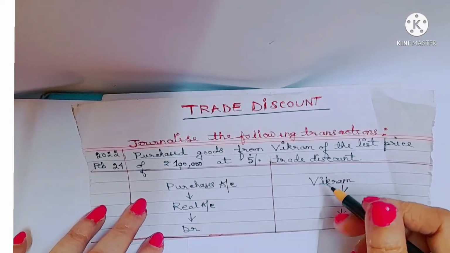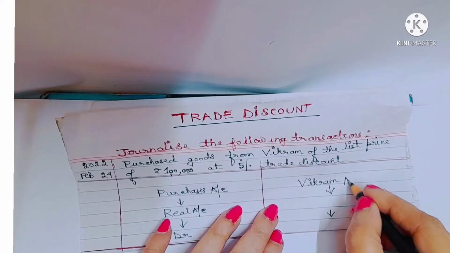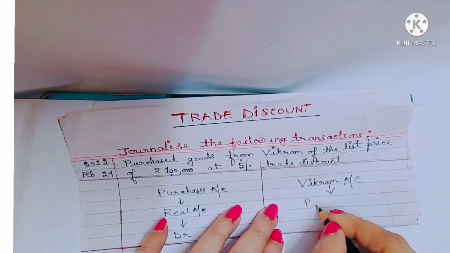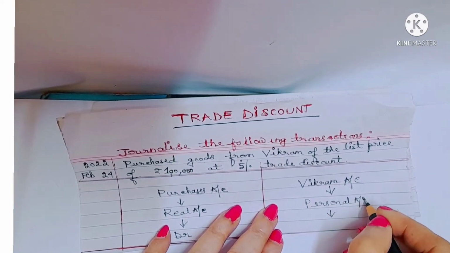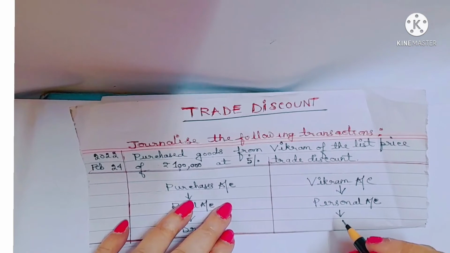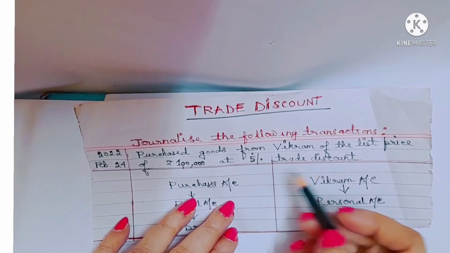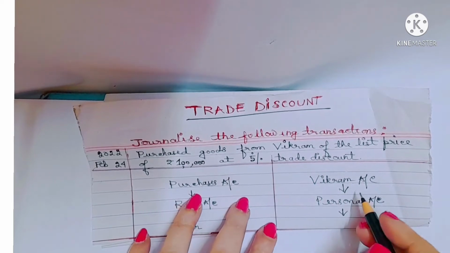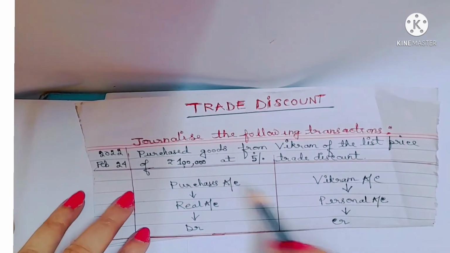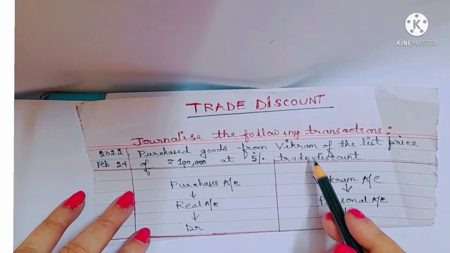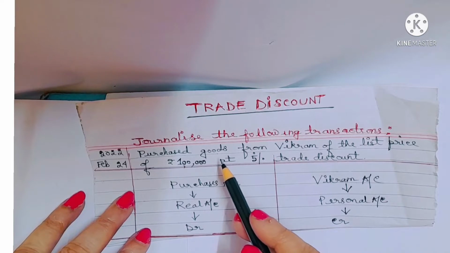Vikram is the seller. We are purchasing goods from Vikram. Vikram falls under personal account. According to personal account, the giver of the benefit is always credit. He is the giver of goods. So Vikram account should be credited. Okay. One is purchases account, another one is Vikram account. Goods will ignore. Okay, remember this thing.